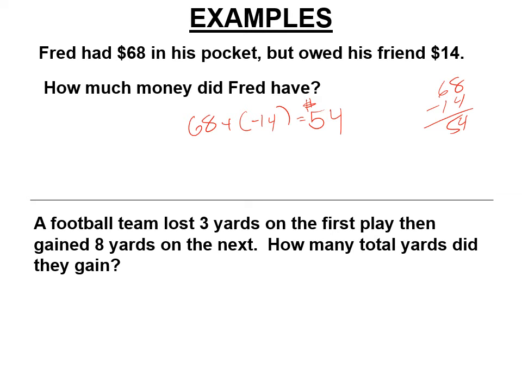A football team lost 3 yards, so that's negative, on the first play, then added 8 back. That's what they're trying to show here. They were negative 3. Then they gained 8 back. How many total yards did they gain? Well, negative 3 plus positive 8 is positive 5. And since it's a word problem, we'll put a word on it, right? We put a dollar symbol on the last one.